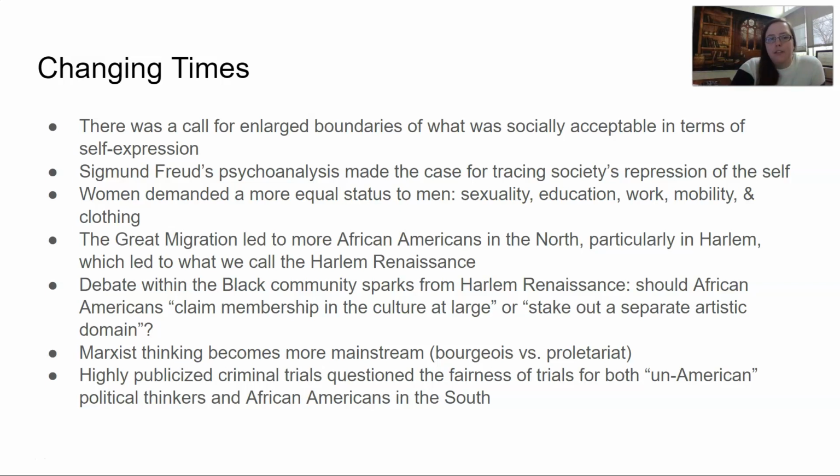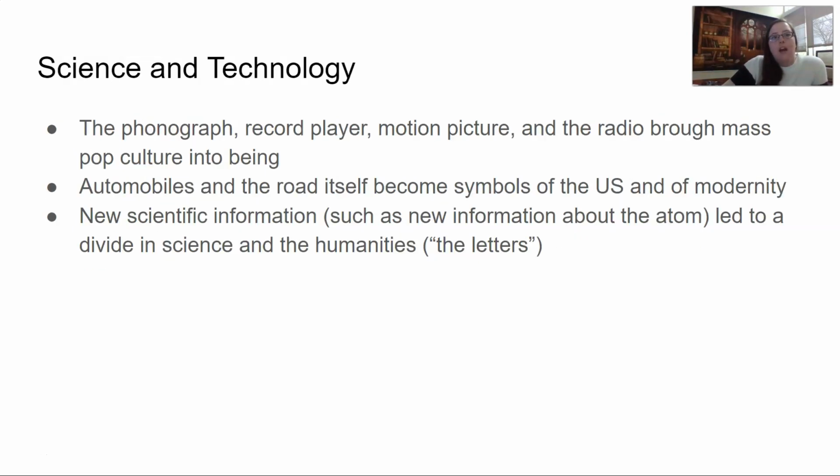There were also, our book mentions 2 highly publicized criminal trials, which question the fairness of our judicial system for both people who have un-American thinking, like communist thinkers, or people who are following Marxism, or even anarchists, people who just don't want the government at all, and also questioning the fairness of trials for African Americans in the South. And the book covers 2 mainstream, big trials. We get a short section on science and technology. We're getting pop culture brought to us through the phonograph, the record player, the motion picture, and the radio.